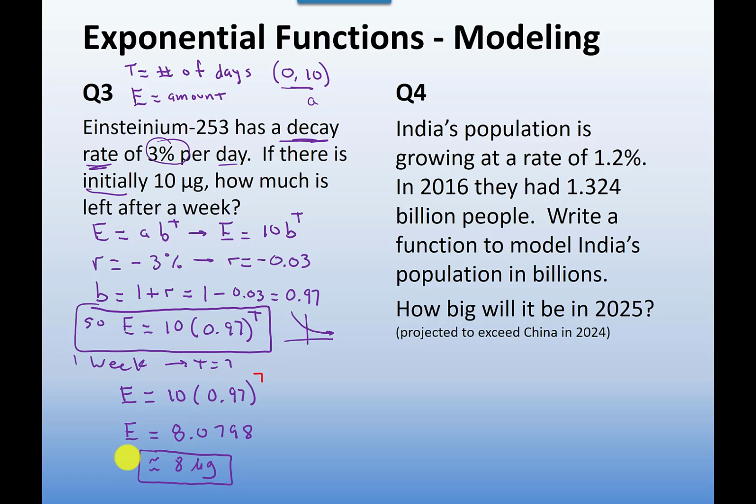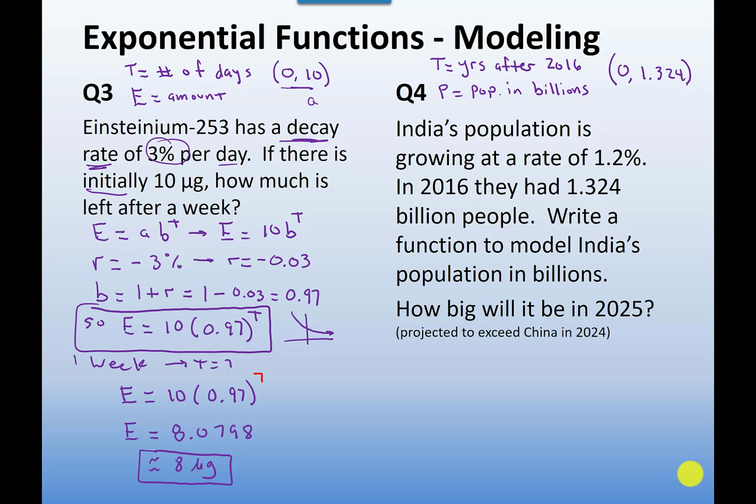Let's take a look at this other example here. India's population is growing at a rate of 1.2%. In 2016, they had about 1.324 billion people. Write a function to model India's population in billions of people. And then we have a follow-up question. How big will India's population be in 2025? So I'm going to start by writing down our variables.